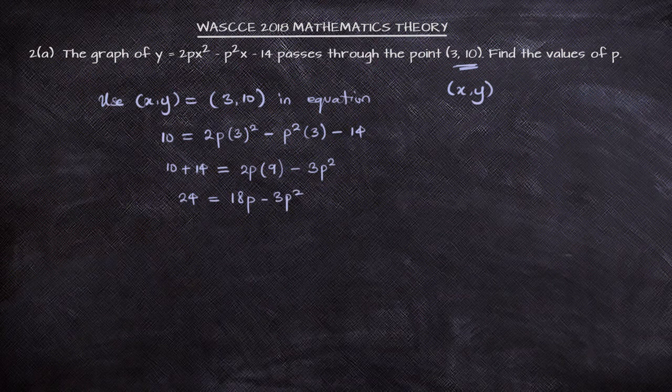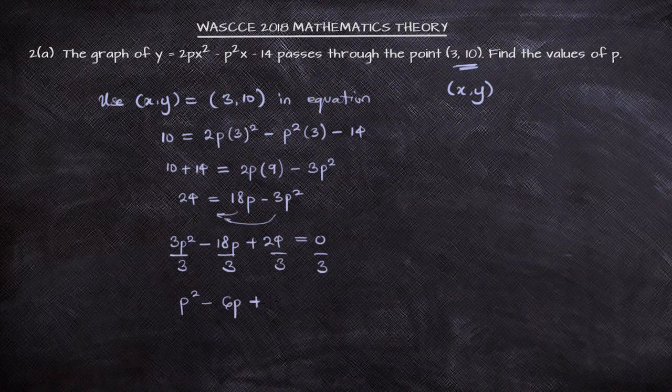Now if you want to put everything on the same side, we take everything to the left hand side, we will have 3p square minus 18p. The sign changes when they cross the equal to. So now we can see that all can be divided by 3, because 3 is a common factor. So we have p square minus 6p plus 8 is 0.